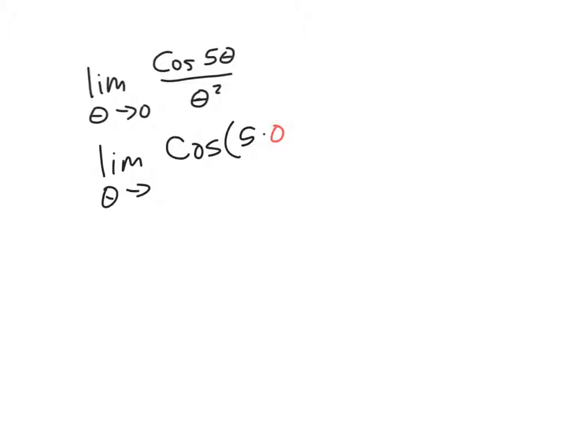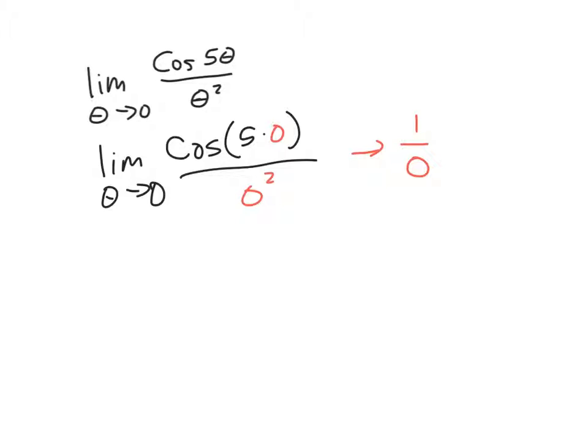And after I write this out, theta's going to 0. What you'll see happens is we get cosine of 0, which is 1, over 0 squared, which is 0. Now, this is not an indeterminate form, so our other techniques are not going to help us evaluate this limit.